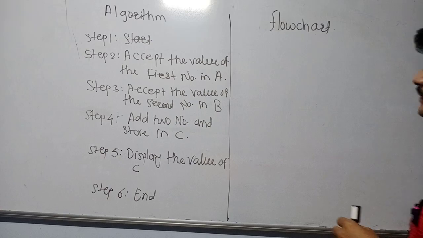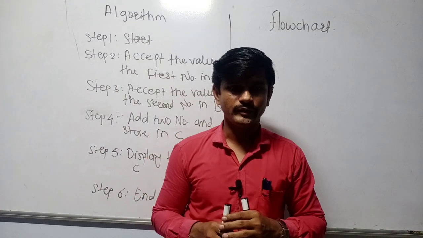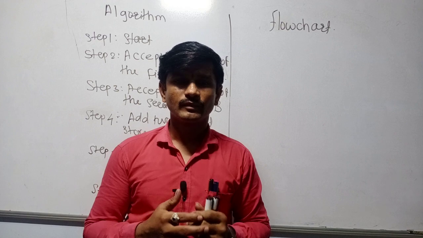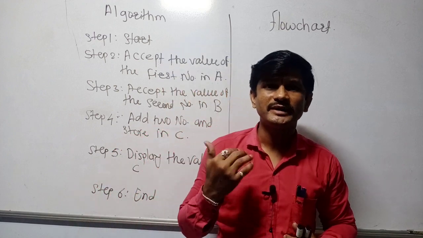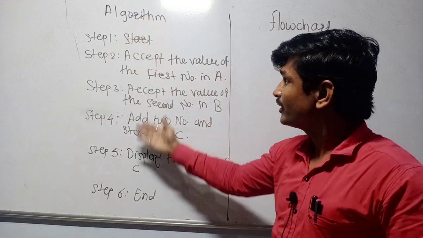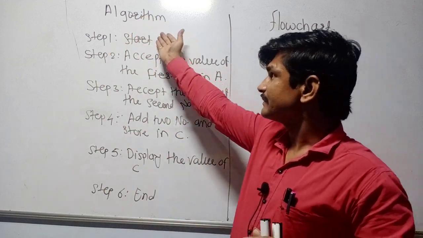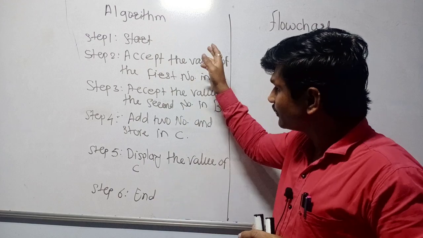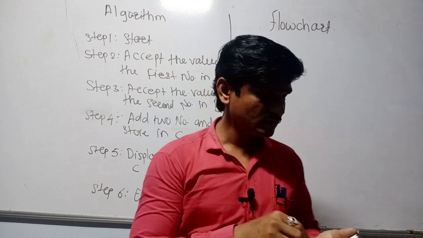Hello everyone. We have seen the previous video about algorithm. What is an algorithm? An algorithm is the step-by-step solution of any problem. Step-by-step solution of any problem means what? See, step 1. This algorithm is related to addition of two numbers.